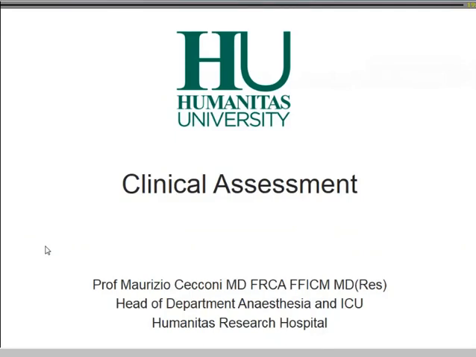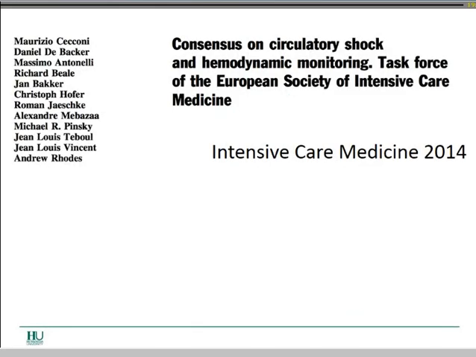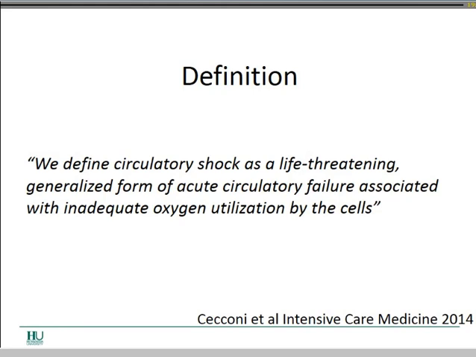Good morning, everyone. So, talking about clinical assessment, I will really try to go back to basics. And some of the information that I'm giving you here, you can find also in this paper, which is now 4 years old, which we did with the European Society of Intensive Care Medicine. So, why is the clinical examination important?